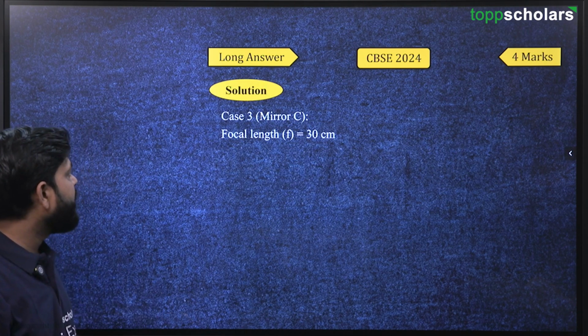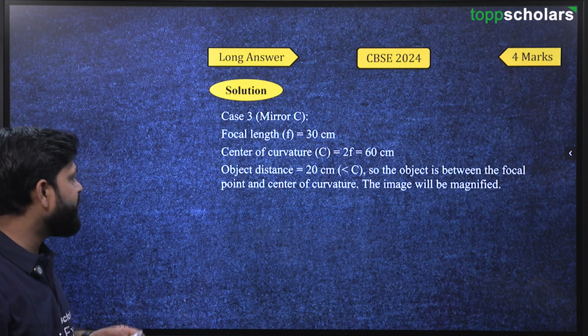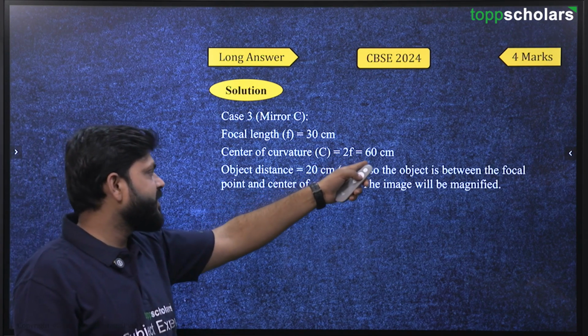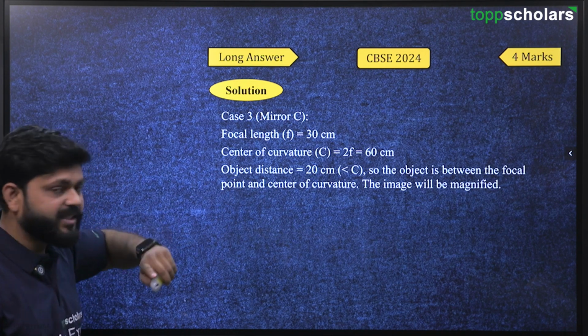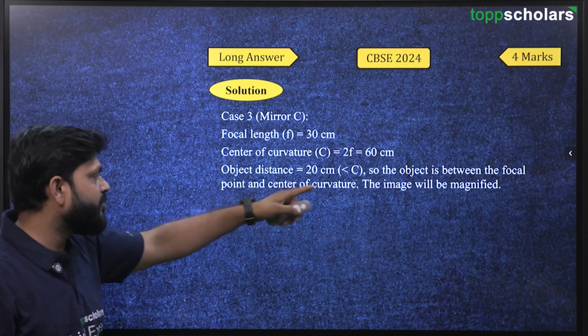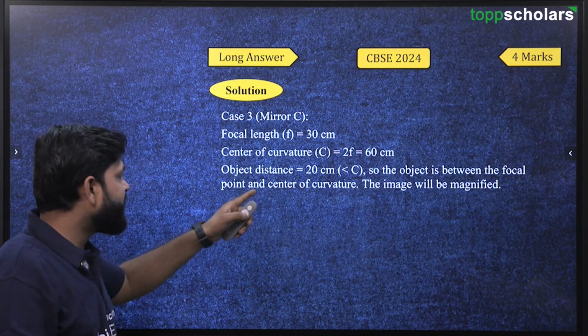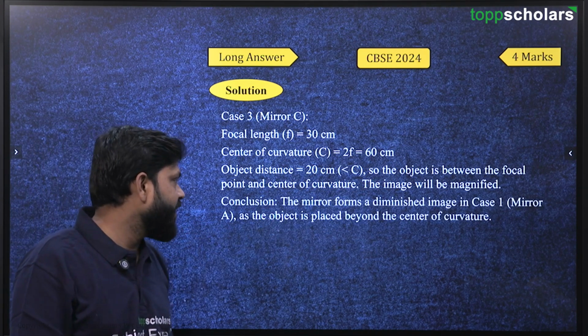Third, that is what? Mirror C, focal length is 30 centimeter, center of curvature is what? That is 60 centimeter. In this case, object distance is less than C. Object distance is what? Less than C. So the object is between the focal point and the center of curvature. The image will be magnified.